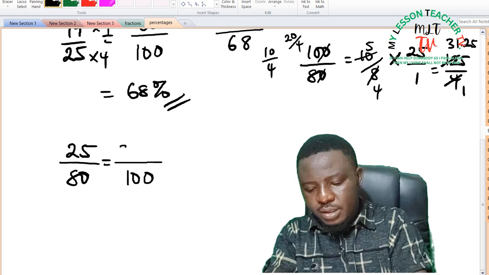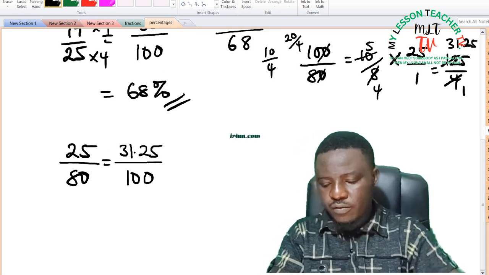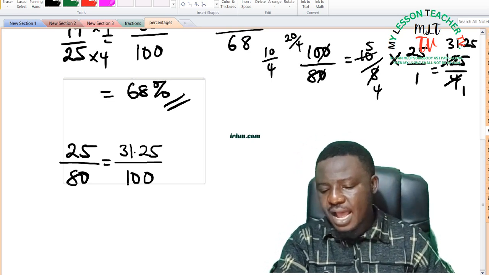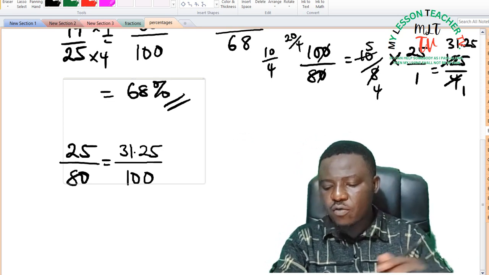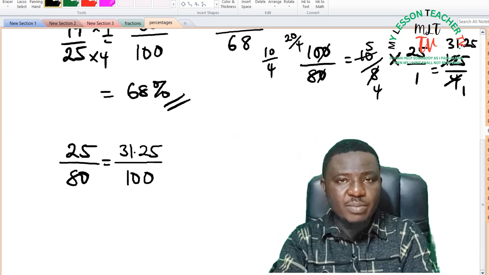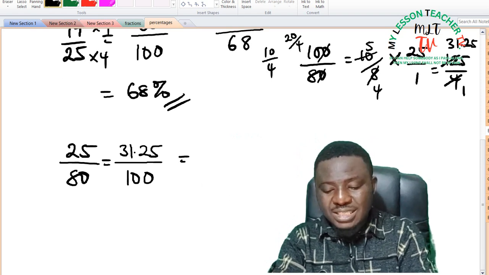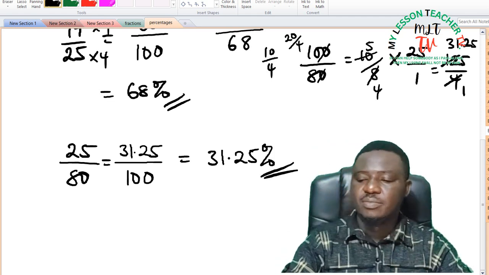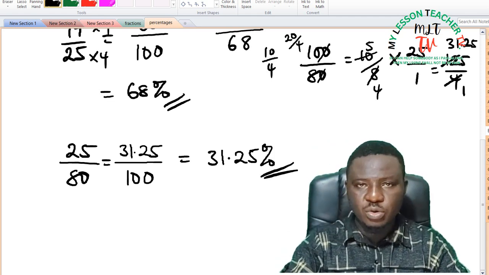So this is said to be 31.25. So that 25 over 80 is said to be equivalent to 31.25 divided by 100. So this is equal to 31.25%.